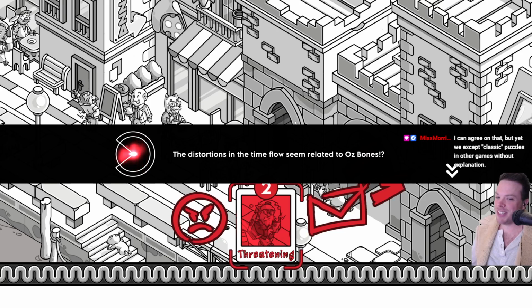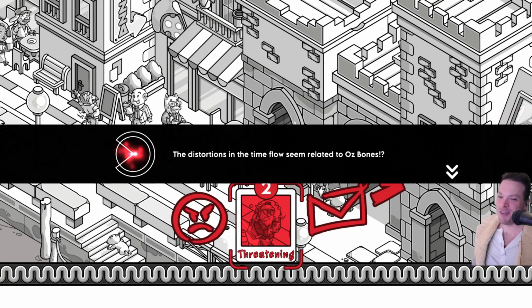Yet we accept classic puzzles in other games without explanation. Oh no, a slider puzzle has appeared on my screen. What possibly could I be expected to do with it?